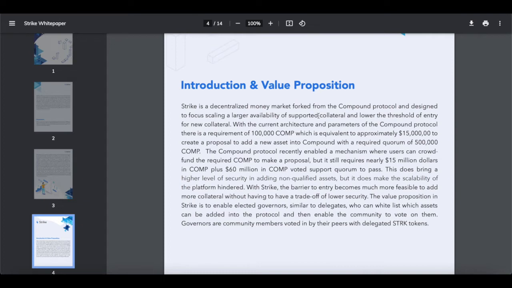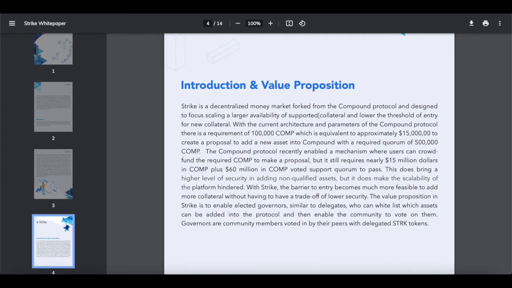So with the current architecture and the parameters of Compound Protocol, there is a requirement of 100,000 COMP, which is equivalent to approximately $15,000, to create a proposal to add a new asset into Compound, and a required quorum of 500,000 COMP. The Compound protocol recently enabled a mechanism where users can crowdfund the required COMP to make a proposal, but it still required nearly $500 million in COMP plus 60 million in COMP voted support quorum to pass.